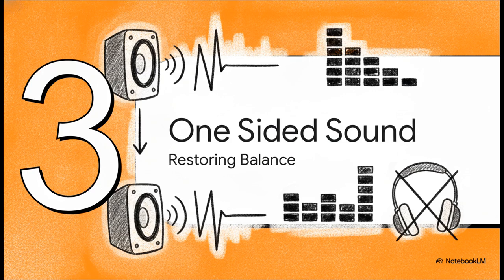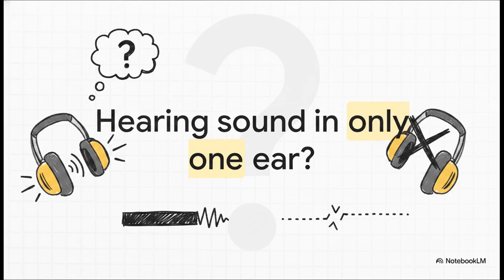Section 3. One-sided sound issues. Let's work on restoring that balance. So, hearing sound in only one ear? This is a classic stereo sound test problem. It is incredibly distracting to have lopsided audio, but thankfully, this one is usually very easy to fix once you know exactly where to look.